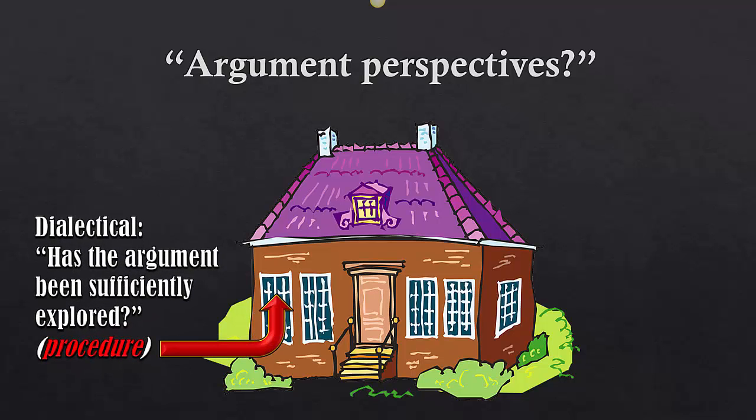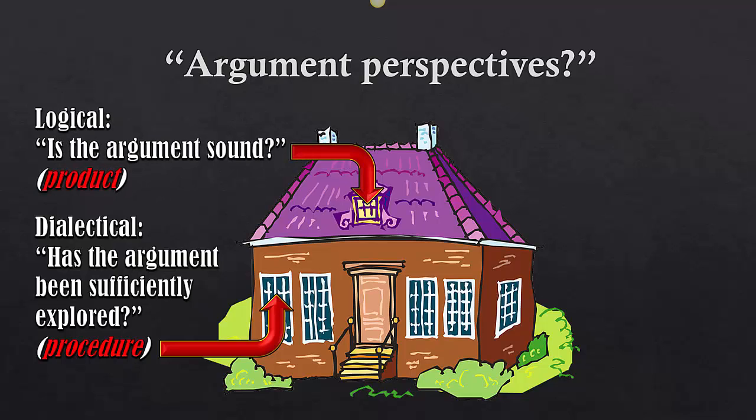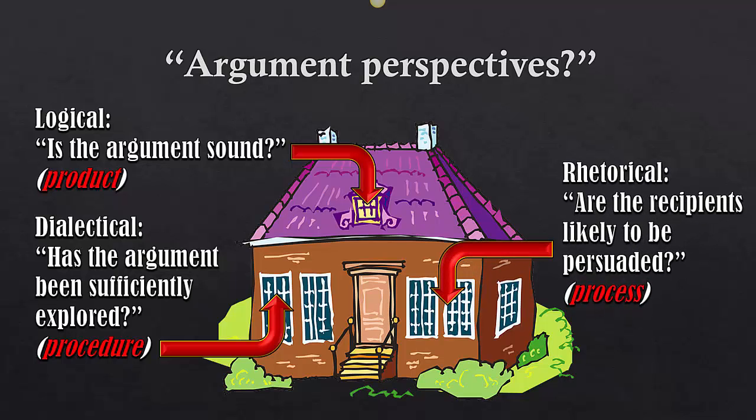In the window of the dialectical perspective, we're thinking about argument as a procedure for truth finding, and the primary question we want to ask is, has the argument been sufficiently explored? If we look through the window of the logical perspective, we think about the argument as a rational product, and the primary question we want to ask ourselves is, is the argument sound? And finally, if we look through the window of the rhetorical perspective, we think about argument as a process of persuasive communication, and we ask ourselves the primary question, are the recipients likely to be persuaded?